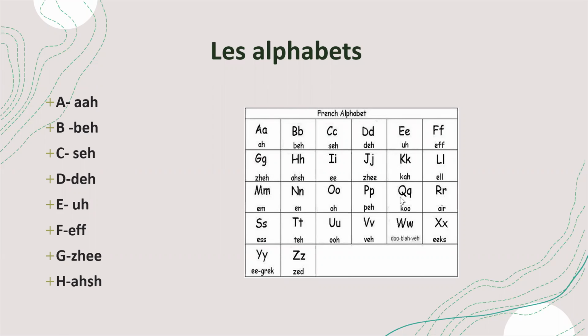Shubham, tell me what's the pronunciation of K? Ka. And what is the pronunciation of I? E. And X? X. All right, thank you, Shubham. You may mute yourself again.